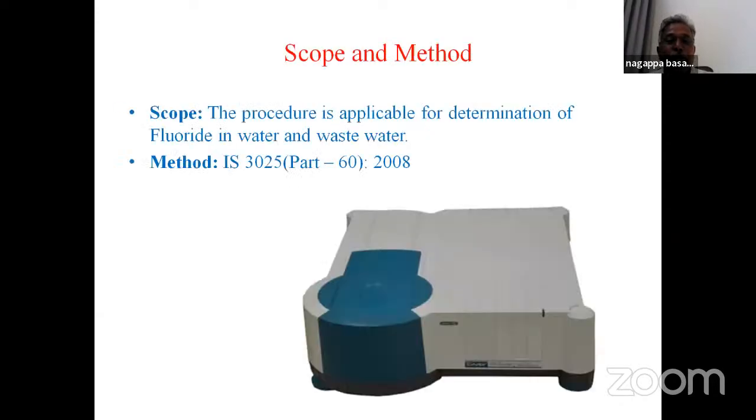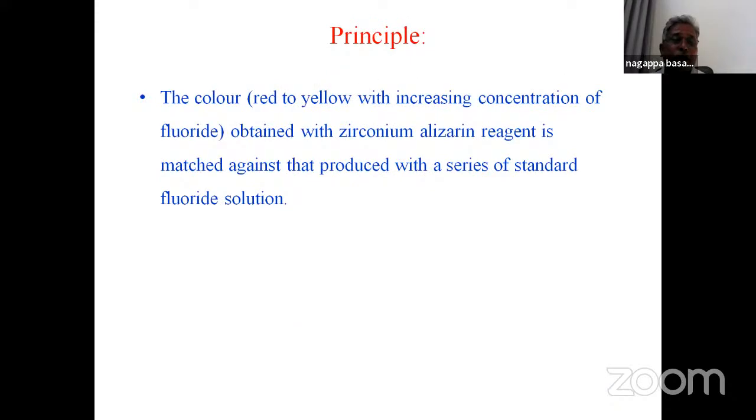Fluoride, very important one. IS 3025 Part 60. This is the IS code we have to follow. As per the NABL recommendation, this is a very good method. Procedure: applicable for the determination of fluoride in water and wastewater. Both water and wastewater, this method is applicable. One good spectrophotometer is required.